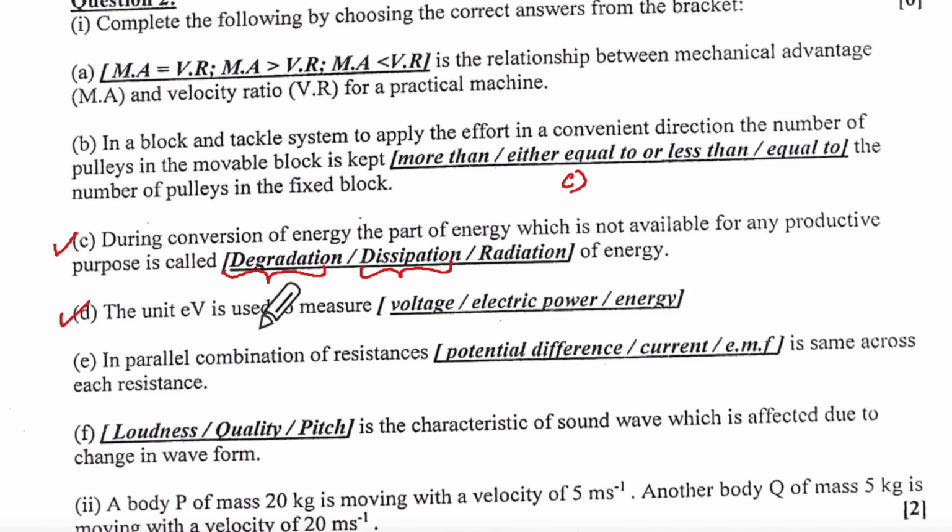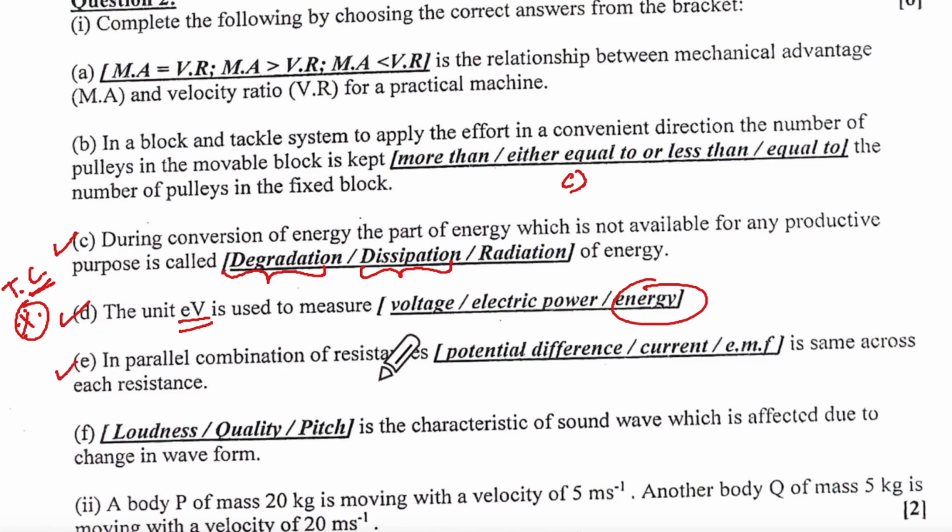D. Unit electron volt measures what? Voltage. No, electron volt is the energy of the subatomic particles. Because of that volt, we think it is voltage, no? Yes, ma'am. But electron volt is the energy of the electron, of the subatomic particle. So it is energy. So please take care of that. Wherever we goofed up, those concepts you'll have to strengthen.